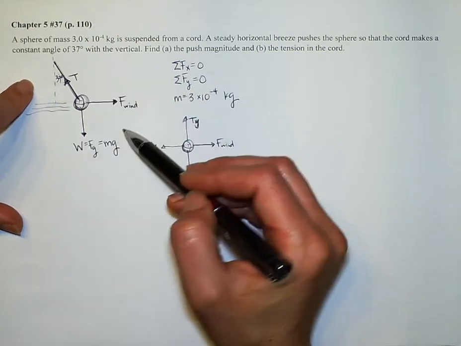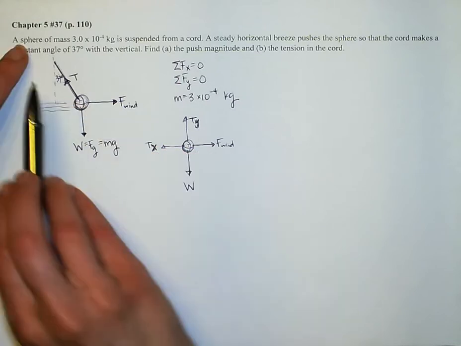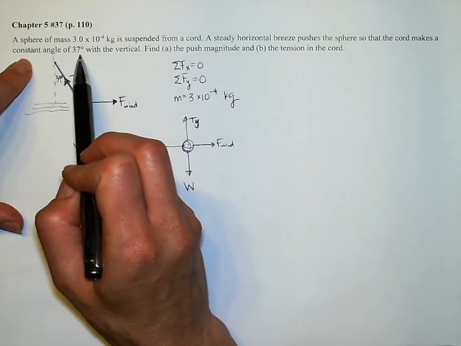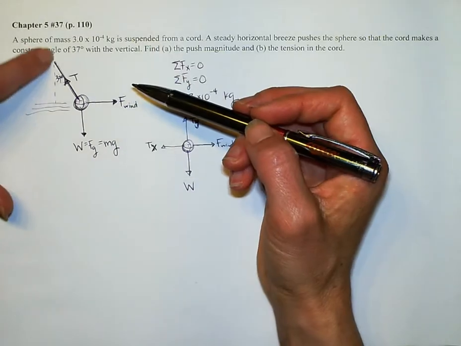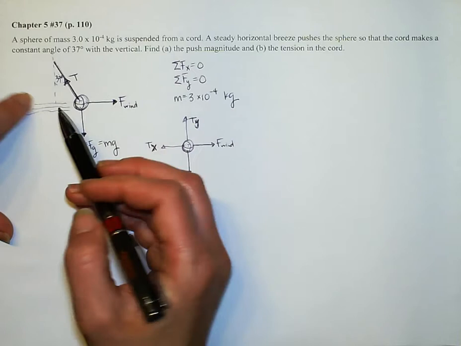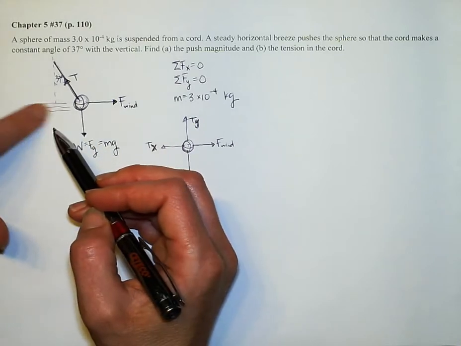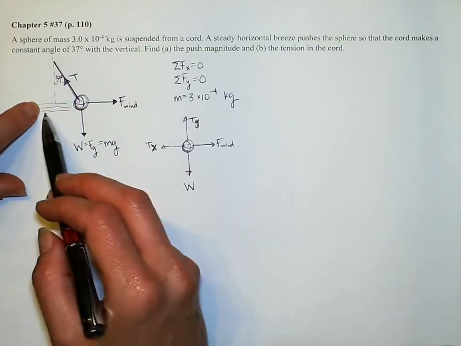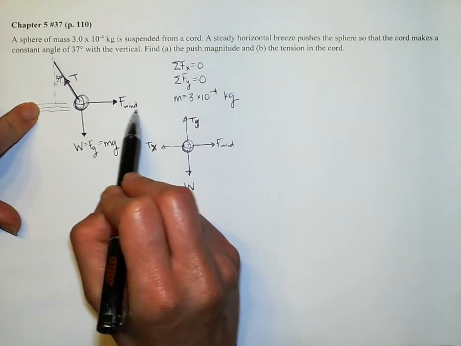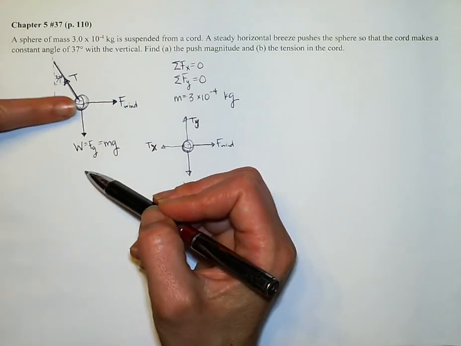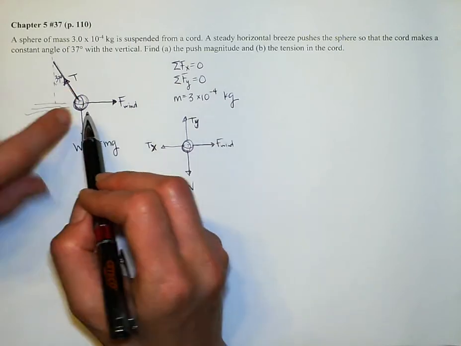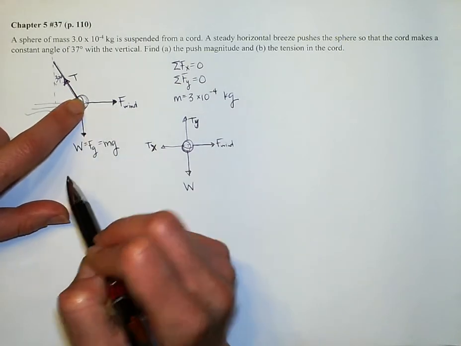So I've already drawn a picture here. Here's our sphere. I've drawn the vertical line. So we know that when it says a constant angle of 37 degrees with the vertical, from that vertical line, we have our 37 degrees right here. We have a gentle breeze. I've drawn my breeze. It's not a force, it's just a breeze. But I've drawn my force from the breeze right here. I call that F wind. I could have also drawn it on this side of my sphere, but since my arrow is pointing to the right, I prefer to draw it over on this side of it.